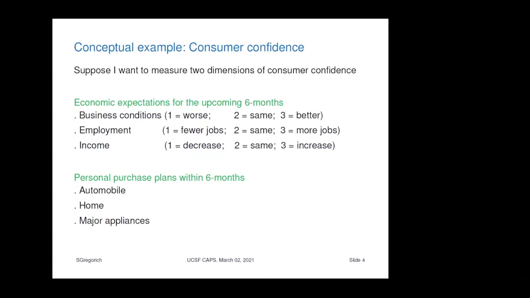So here's a conceptual example. It's consumer confidence. These are actual items that people ask. You're listening to the news and they're talking about consumer confidence. Is it up? Is it down? These are the kind of items that they ask people. They sample some people and ask them about their economic expectations for the upcoming 6 months, in terms of the total economy. And they say, it's going to be worse, the same, or better. And then they ask about their purchase plans within 6 months. So, are they going to purchase any of these items?